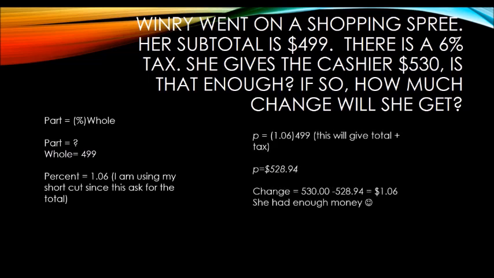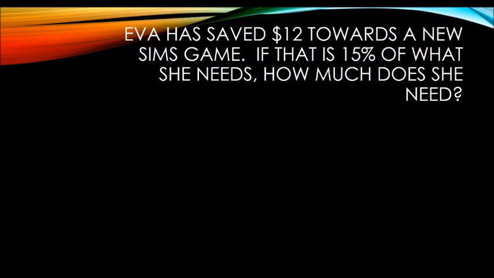So we're going to set it up. Both of these are on the same side of the equal sign, so we just get to multiply, and we get that her total or her part is $528.94. It should make sense that this is larger than the $499 since this is representing more than 100%. So she actually has enough money to spend, so she gets $1.06 as her change. So hopefully, if there's a Coke machine nearby, she could go get herself a drink to refresh herself after her big shopping spree.